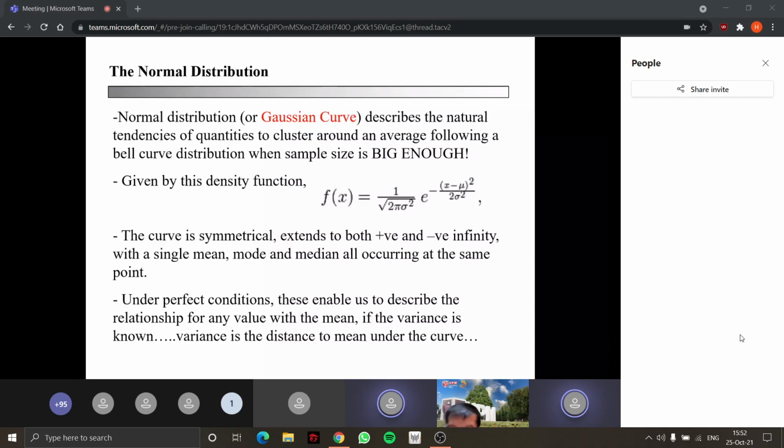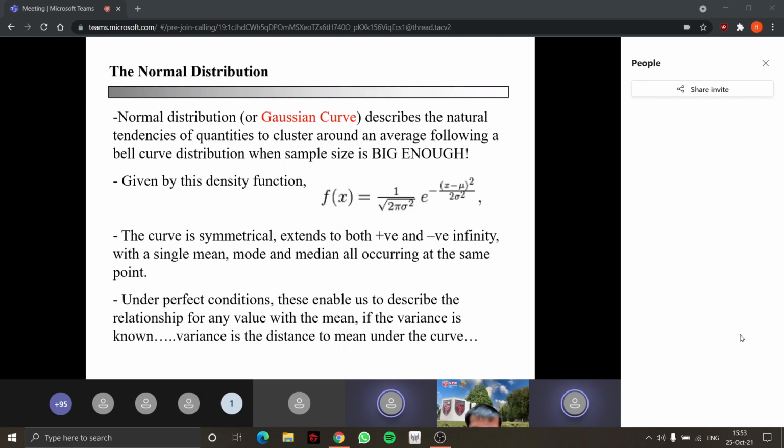You will not have a lot of things because this normal distribution allows you to normalize the measurements and then analyze and remove factors that may not contribute or contribute adversely to the trial itself, so that you are on the right track. Okay, normal distribution or the Gaussian distribution or Gaussian curve describes natural tendencies of quantities to cluster around an average, following a bell curve distribution. So this is something that we need to be mindful of as well, because this will technically help you to understand why certain distributions are as such.